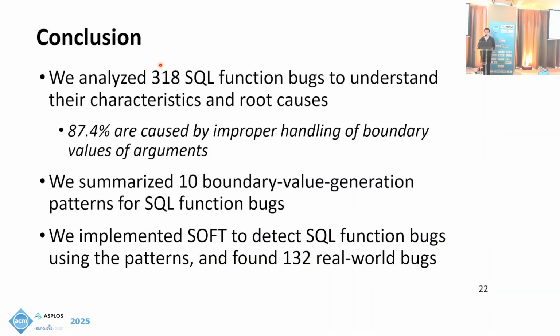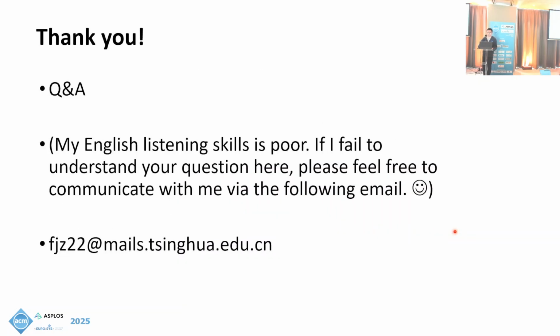So to summarize, in this work, we analyzed 318 SQL function bugs to understand their characteristics and root causes. And we found that about 87% are caused by improper handling of boundary values of arguments. And we summarized 10 boundary value generation patterns for the SQL function bugs. And we implemented Soft to detect SQL function bugs using these patterns and found 132 real-world bugs.